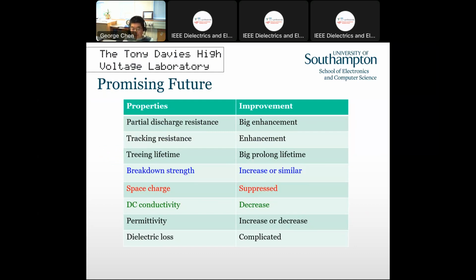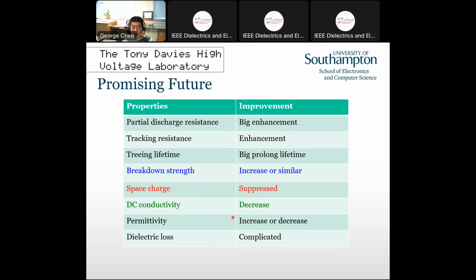There was a comprehensive review on nano-dielectrics by a CIGRE working group, and the main findings related to electrical performance can be summarized in this table. We can clearly see that when we use a nano-dielectric material, the partial discharge resistance is improved, tracking resistance on the surface is enhanced, and the tree lifetime is also prolonged. We also see some breakdown strength increase, or sometimes similar, the space charge is suppressed, and the DC conductivity is decreased. With the permittivity and the dielectric loss, we also see complicated changes as well.